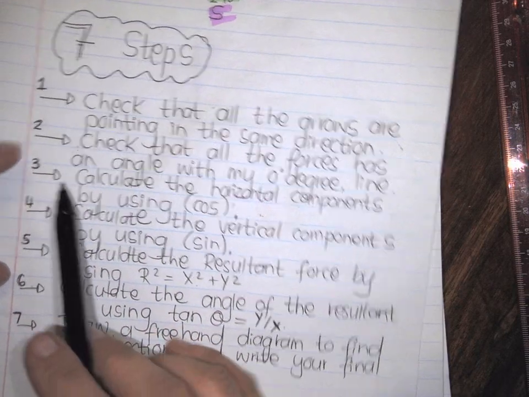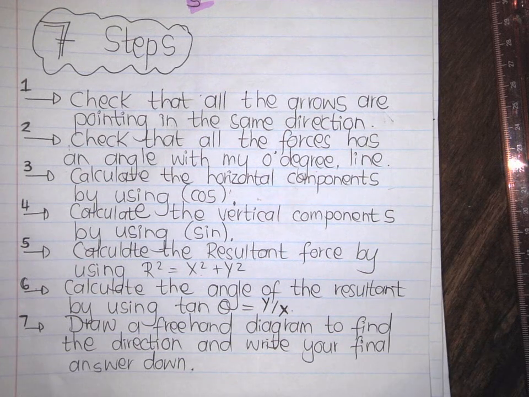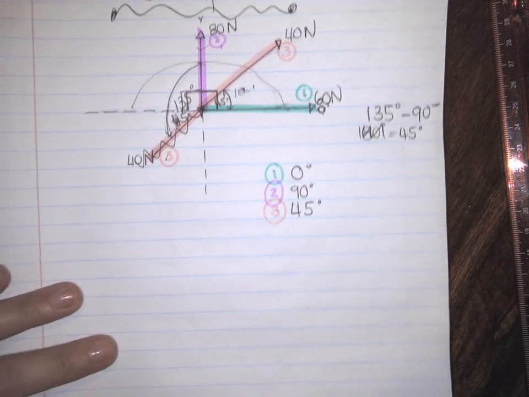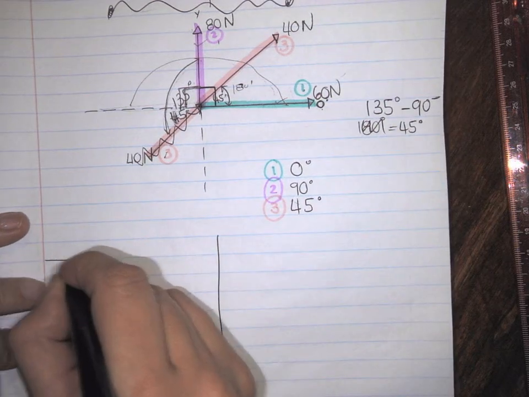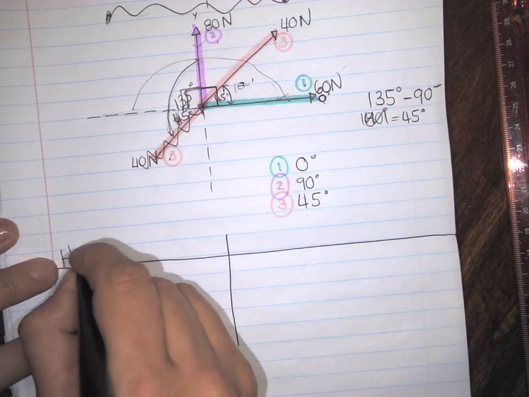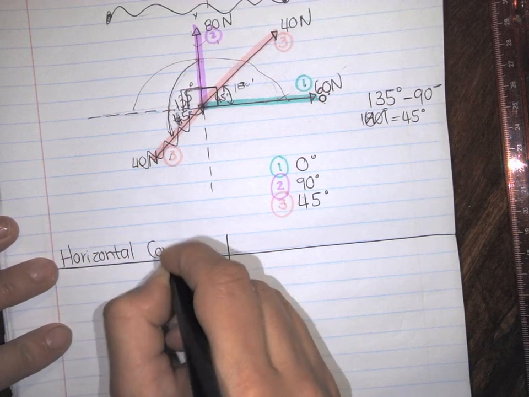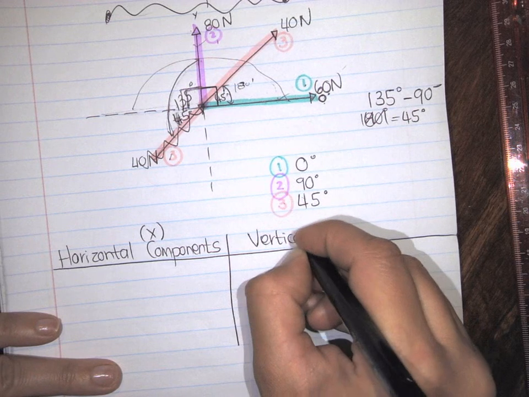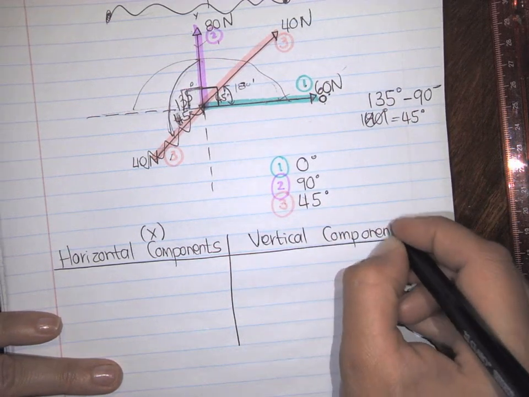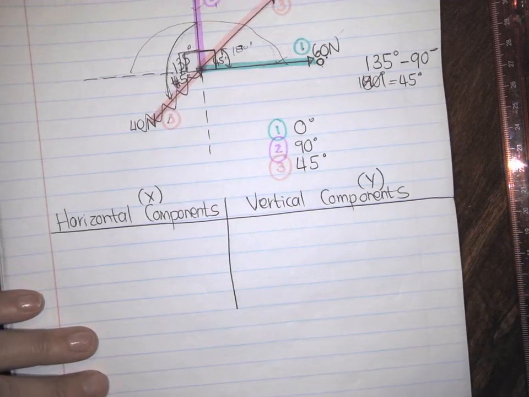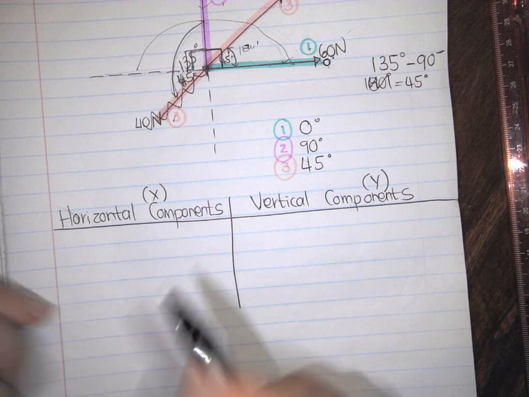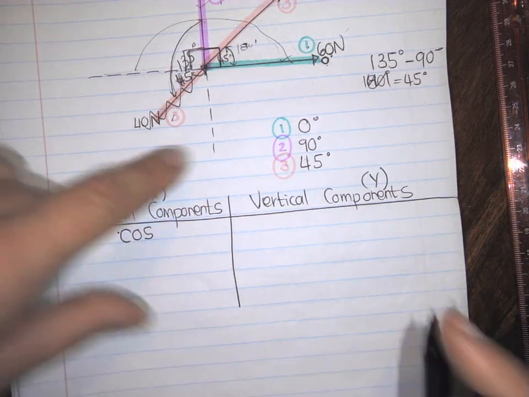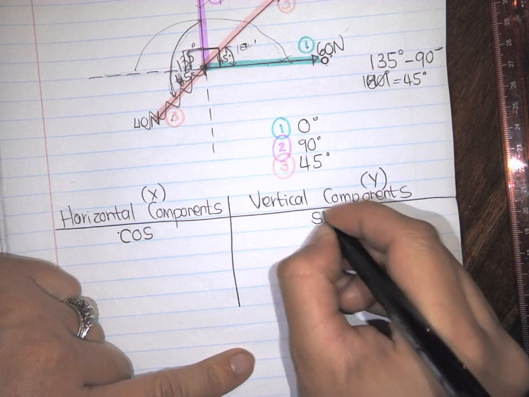Then they said, step number 3, calculate the horizontal components. What I'm going to demonstrate for you guys is how you do step number 3 and 4 in one movement, actually as one step. So you draw a little table and you divide it into 2. On the left hand side you write horizontal components, which is actually the x. And on the right hand side you write vertical components, which is my y. Now remember I said when you eat a lot of cos, so food, you want to go lay down horizontally. So we're going to use cos on this side. And if you do a lot of sin, you're going to go straight down to hell. So we're going to use sin on this side.